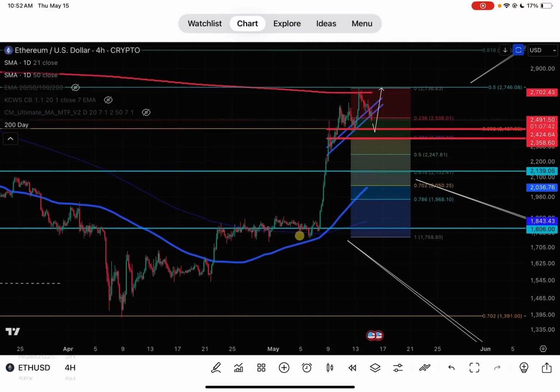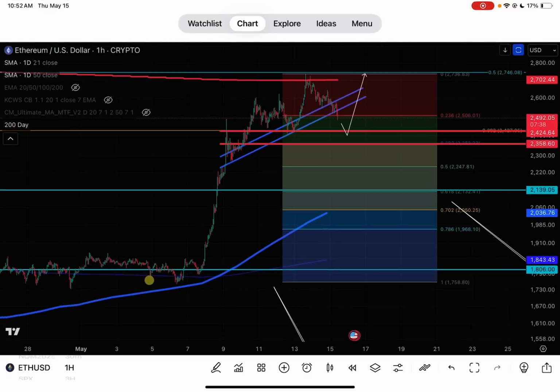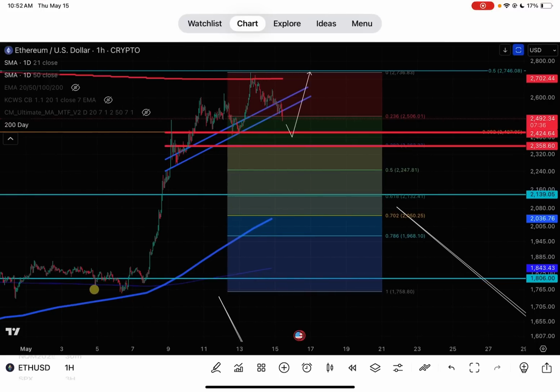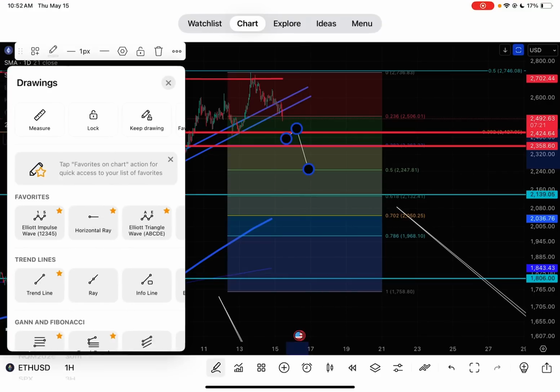Now going over here on the hourly time frame, we do see that if we're unable to hold above 24.24, then it's very likely that we're going to turn down towards these lower retracements before we have a reversion back to the original trend.